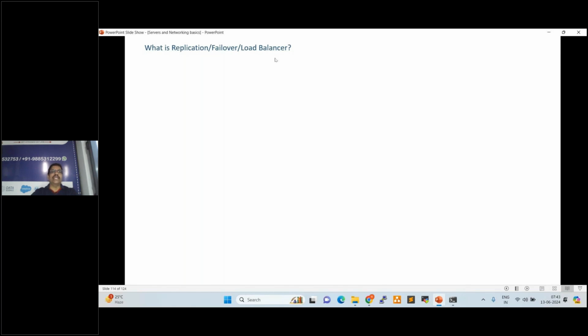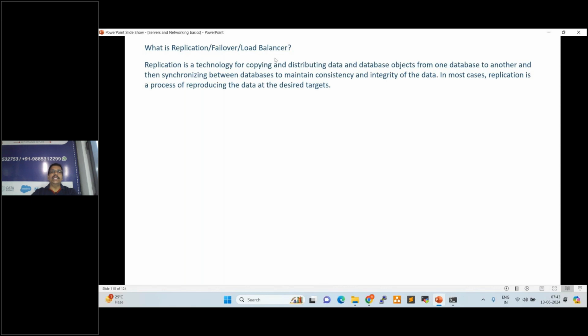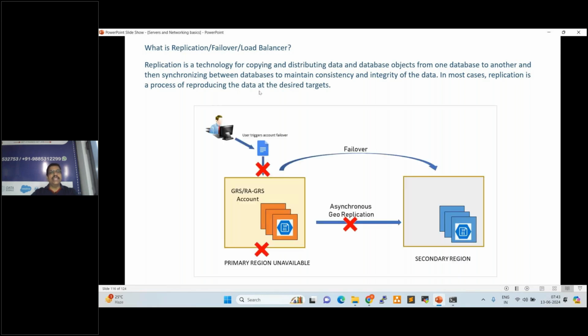So replication is a technology for copying and distributing data and database objects from one database to another, and then synchronizing between databases to maintain consistency and high integrity of the data. In most cases, replication is a process of reproducing the data at the desired targets. See here, replication is a duplication.